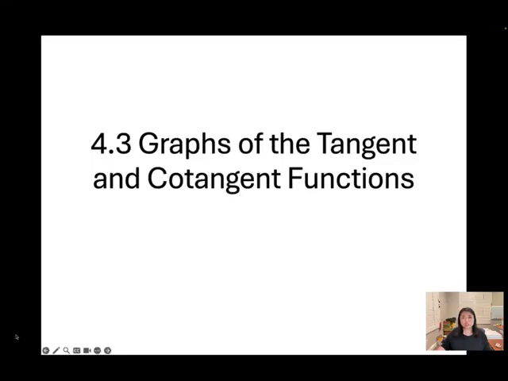Session 4.3, Graphs of the tangent and cotangent functions. For sessions 4.1 and 4.2, we know how to graph the sine and cosine. Now we need to know how to graph the tangent and the cotangent.